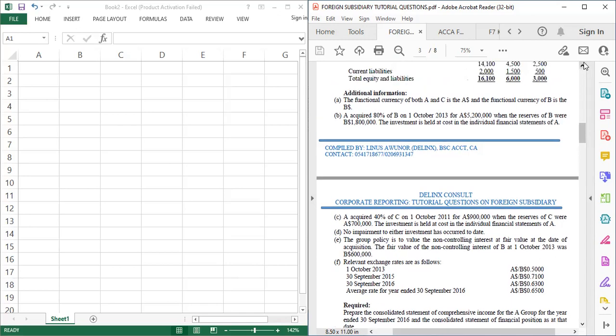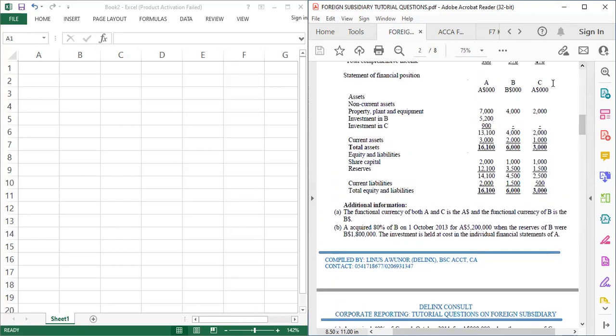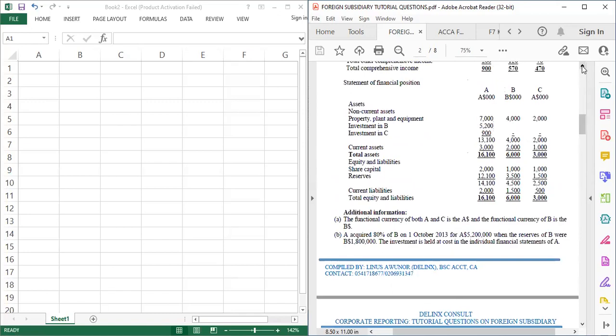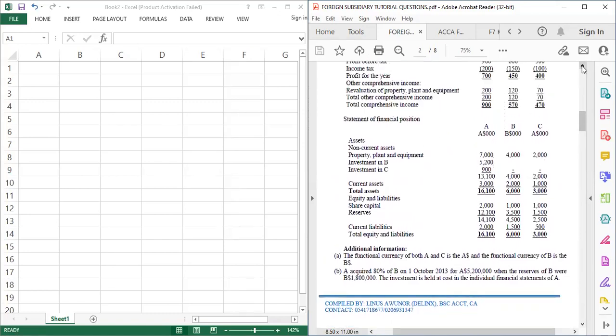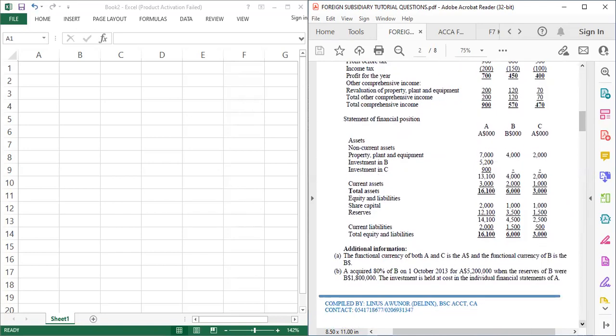So what we have to do is determine who is the parent and who is the subsidiary. A is the parent. The subsidiary is B. And who is the associate? Yes, C. So if we are doing consolidation, we don't consolidate the financial statement of the associate. The associate is not part of the group. So the only consolidation we do is the parent and also the subsidiary.